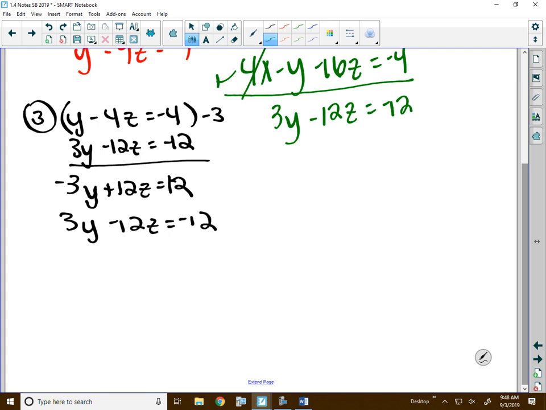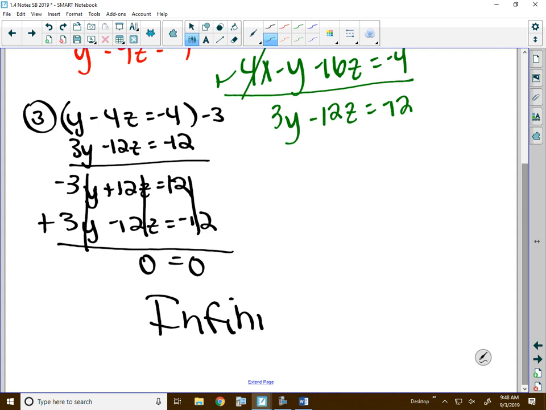Now, you should notice I multiply my top row by -3. My bottom row stays the same. If you look at them, cancel, cancel, cancel. 0 equals 0. Is that a true statement? That means it's infinite solutions. So the difference between no solution and infinite is that statement. If it's 0 equals 0, it's infinite. If it's 0 equals another number, then it's false and that's no solution. But this case is infinite.